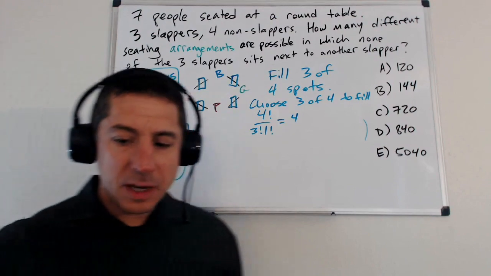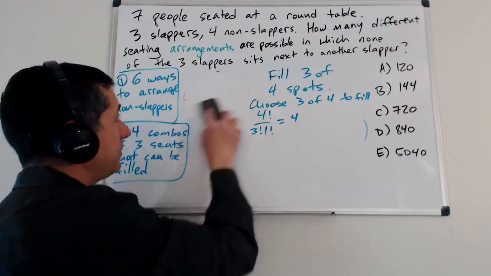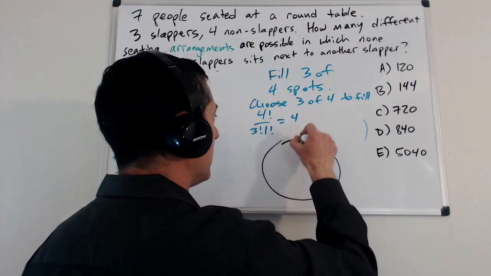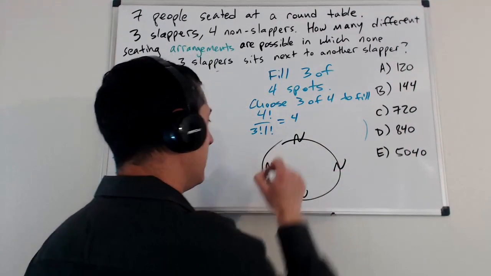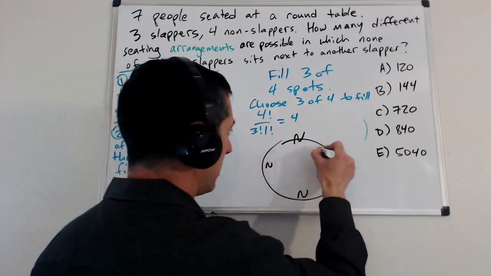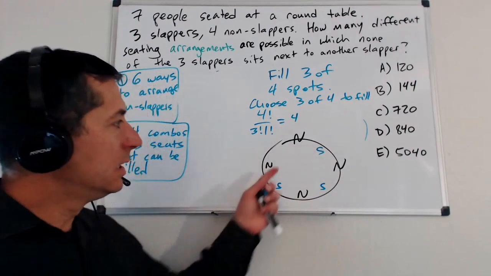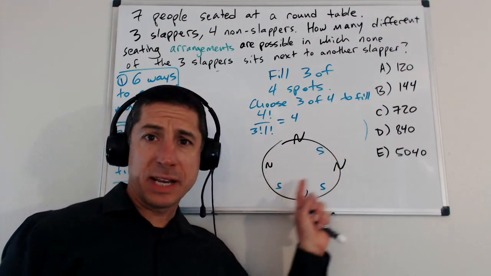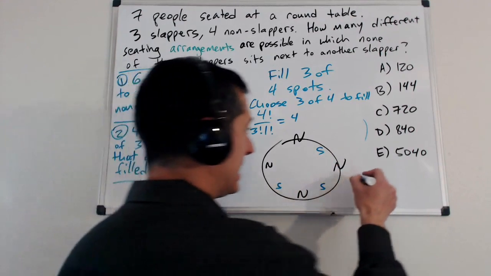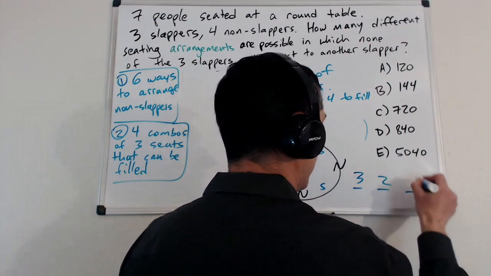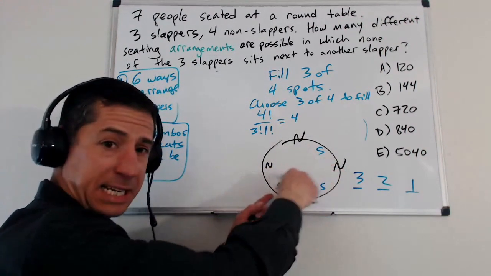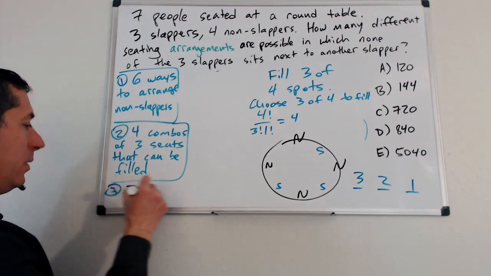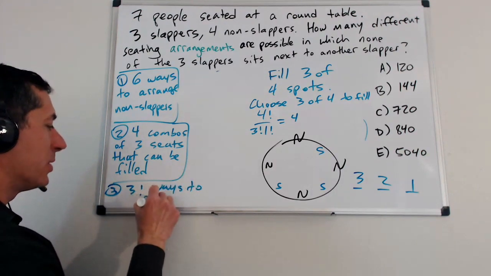Last little thing. Now, whoever I've got in this picture here, I'll redraw it quickly as an actual circle. I've got my non-slappers with little N, and wherever it is, I have my slappers. Let's say that they're here, here, and here. Well, now I've got to worry about how to rearrange those three individuals. So how many ways are there to rearrange three individuals in three different seats? That part's pretty easy. So just 3 factorial. Doesn't matter that they're in a circle anymore because these are three distinct spots. So part 3, I get 3 factorial ways to arrange the slappers.